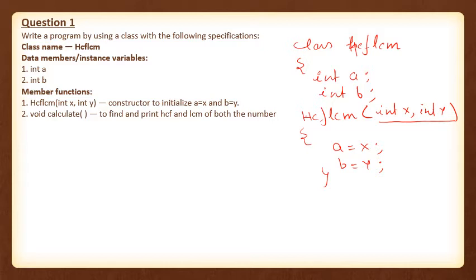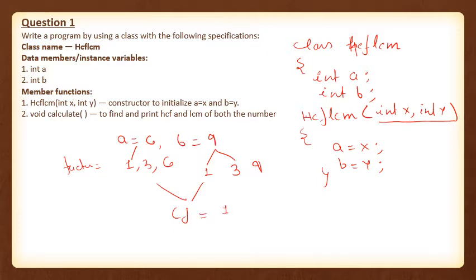For example, if the number A equal to 6 and B is equal to 9, find out the factors. The factors of 6 are 1, 3 and 6. The factors of 9 are 1, 3 and 9. So find out the common factor. Common factors are 1 and 3. And highest common factor means HCF equals to what? 3.